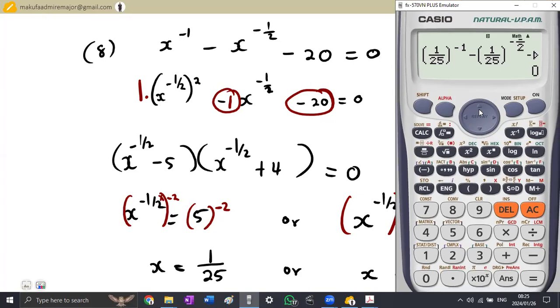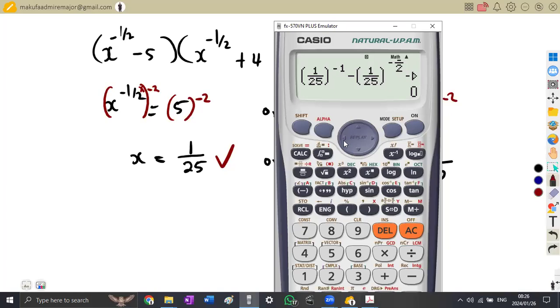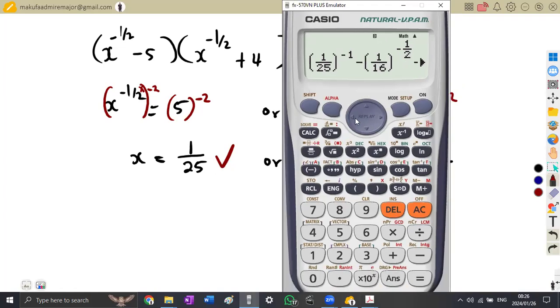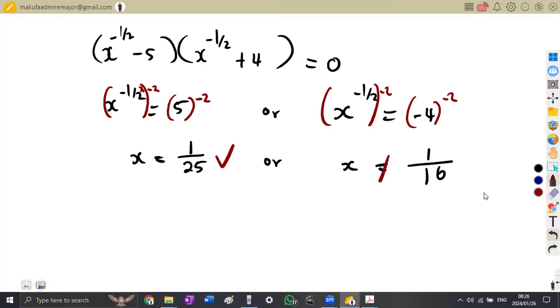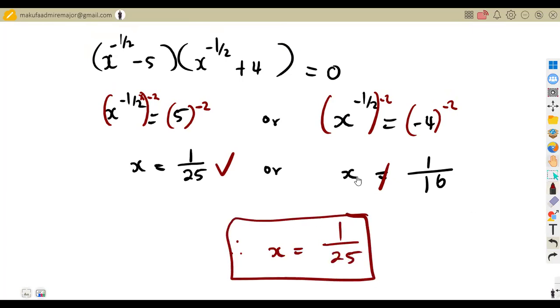So it means our x truly is supposed to be 1/25. So this one is giving us the solution. What about 1/16? We change this, just put 1/16 here. You do the same thing here, change this one into 1/16. So this gives us a -8, not a 0. So this one is not part of our solution. So therefore, in actual sense, our x is supposed to give us 1/25. So our x there is 1/25. This is the solution that we are exactly having from this.